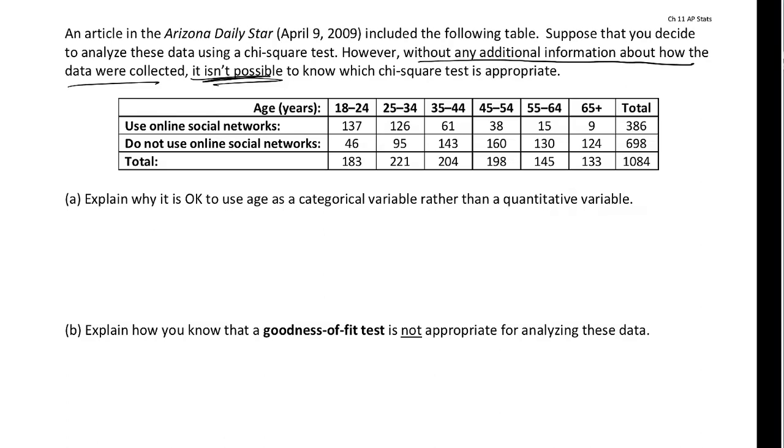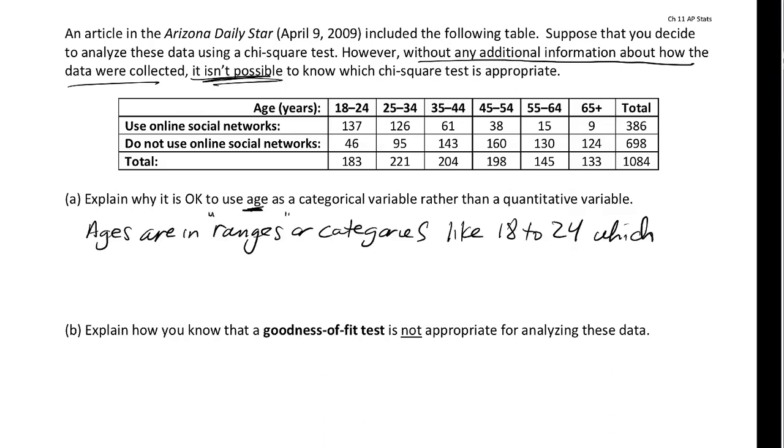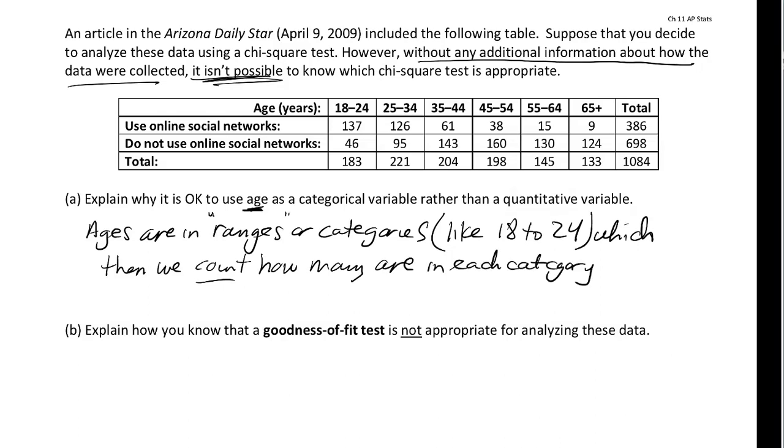So first, question A: why is it okay to use age as a categorical variable rather than a quantitative variable? Typically, ages are numbers, and you can average them. But in this case, the ages are in ranges or categories like 18 to 24, which we then count how many are in each category. As a count, it becomes a categorical variable, which we can find proportions with and things like that.